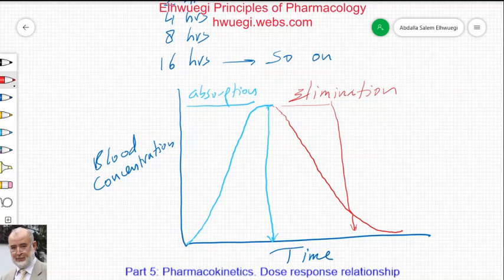Now, the maximum concentration achieved is known as Cmax. On the time axis, the time at which Cmax is achieved is known as Tmax. And the time at which Cmax becomes half, 50%, is known as T-half.